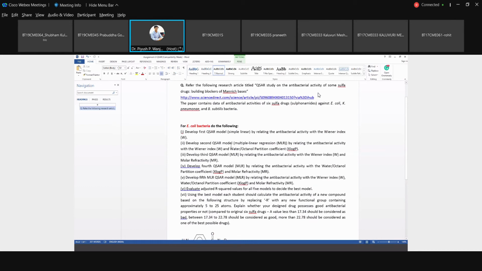In the second question, you want to develop a multiple linear regression model by choosing two descriptors, binary index and X log P value. And similarly, in the third question, binary index and molar refractivity value.